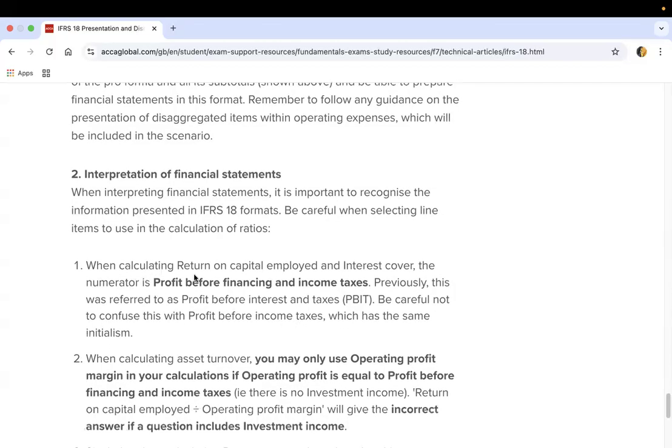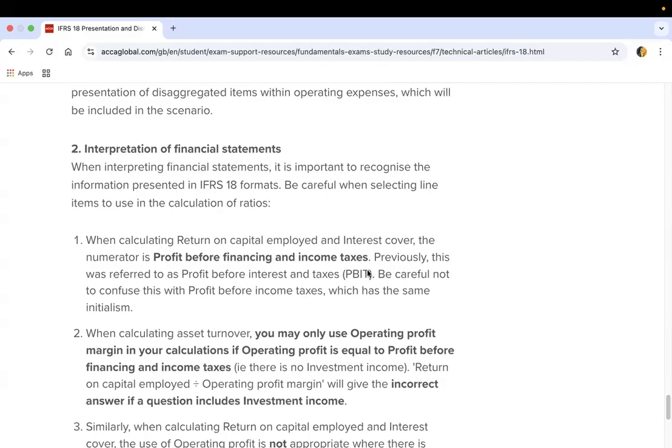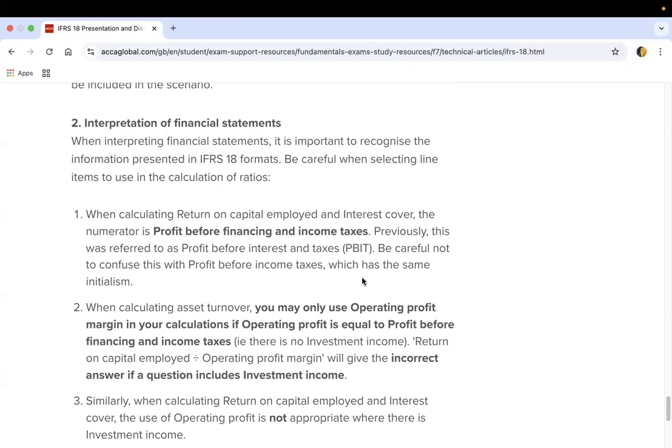Clear? When calculating return on capital employed and interest coverage ratio, the numerator is profit before financing and income taxes. It used to be PBIT, profit before interest and income tax, right? So now it is PBFI, let's just say profit before financing and income taxes.